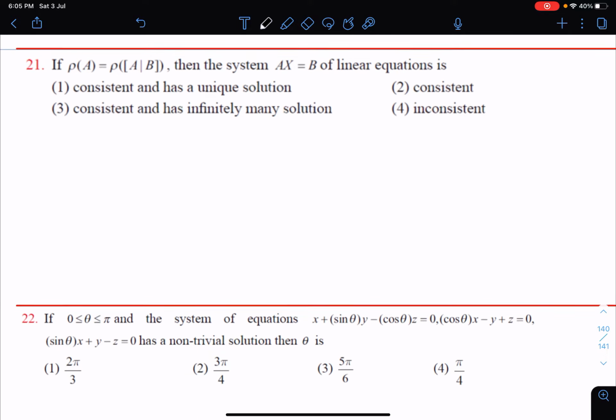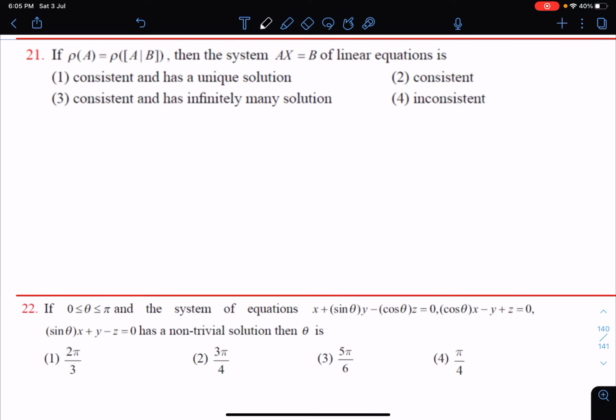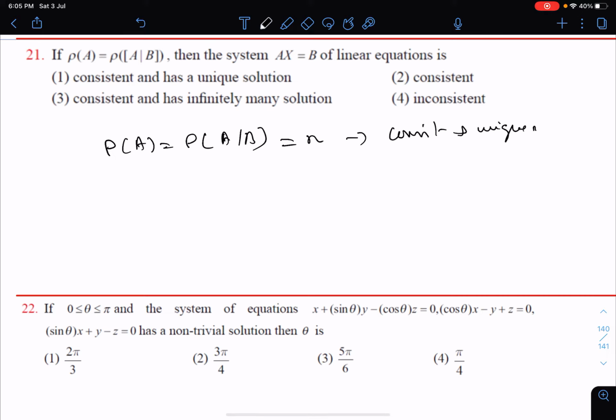Now 21, rank of A equal to rank of AB, then the system AX equal to B of linear equations is, so when do we get rank of A equal to rank of AB? We get it in two conditions, isn't it? When this is equal to n, the number of unknowns, then it is consistent and has a unique solution. When both are equal and it is less than n, it is again consistent and has infinitely many solutions.